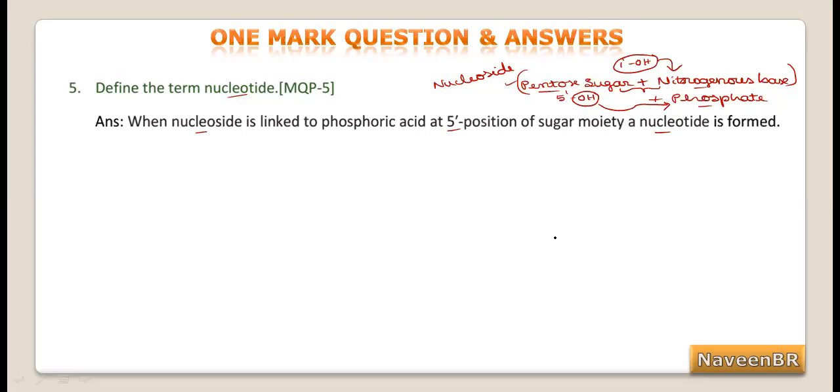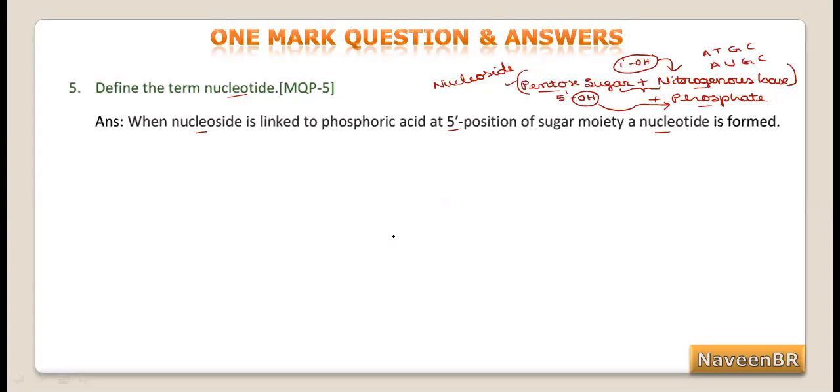Hope these fundamental concepts are clear. So try to recall all the concepts. The pentose sugar, if it is in RNA, is a ribose sugar. If it is in DNA, it will be deoxyribose sugar. Nitrogenous bases are purines or pyrimidine bases. So it is ATGC in the case of DNA, AUGC in the case of RNA. With a phosphate, it is going to form a nucleotide.